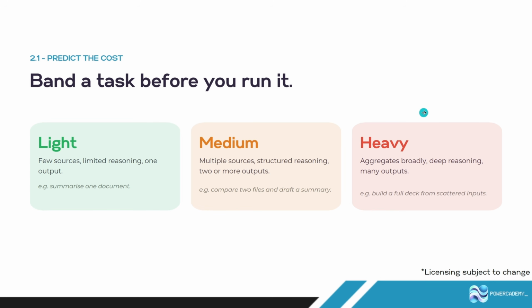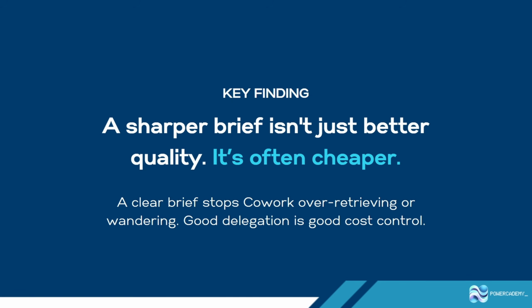Now, I think this is quite important because if you can justify in your head, okay, I think this would be a light task, or I think this would be a medium task, it would allow you to better estimate the cost of what you're going to be spending. But I think mentally just picturing these 3 areas is a good step before using Cowork. Now, we spoke about good briefs, and a sharper brief isn't just better quality, but it's often cheaper. So if you have a very clear brief, it stops Cowork from over-retrieving, as we spoke about, or wandering, and overall will just make for better delegation.